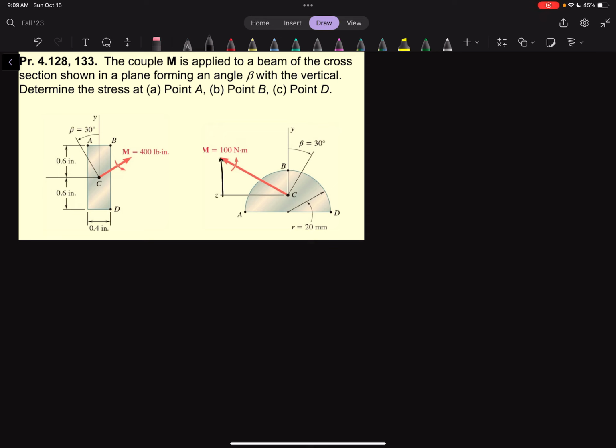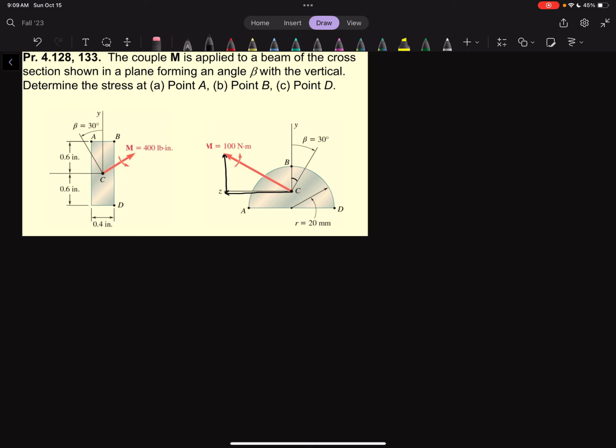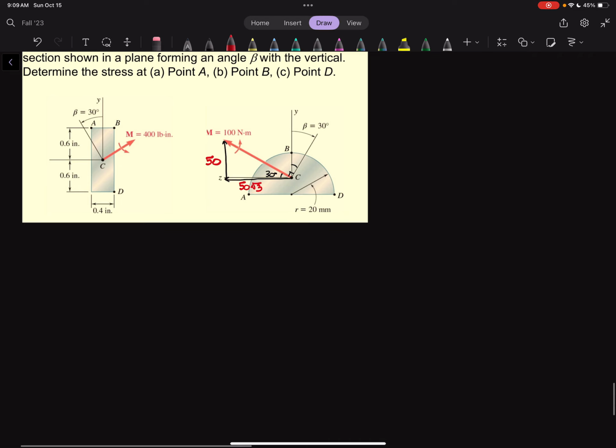And so we'll decompose it like this. Now, what is the angle here? Well, this is 30 degrees. We're assuming this is 90 degrees. This will be 30 degrees. So we'll say the 100 times the cosine of 30 degrees, that'll be 50 square root 3. And this one will be just 50. But let's go in order.